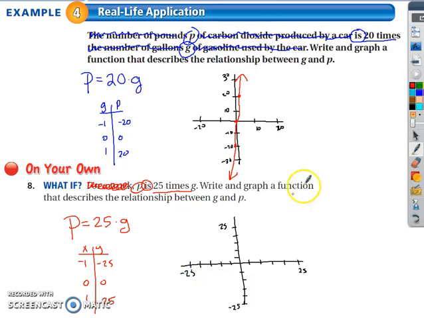I've got the coordinate negative 1, negative 25, so that's going to be about here. 0, 0, and 1, 25. It does look very similar to the last graph because our numbers are kind of small for the x values and kind of large for the y values. So it's difficult to tell a difference just based on the picture, but based on the values you can definitely see a difference.